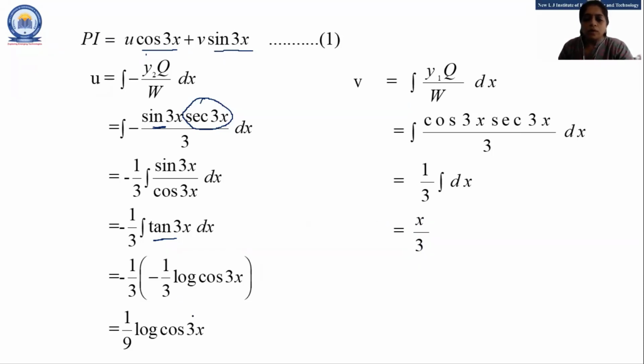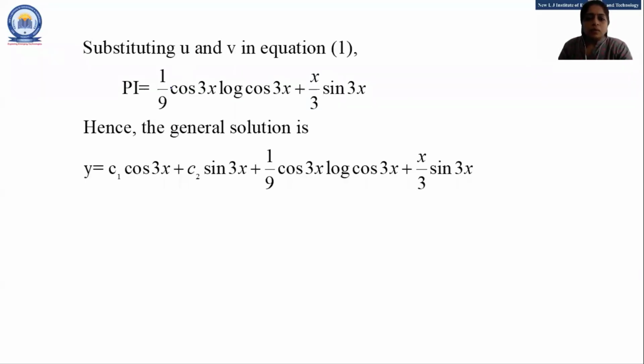Okay. Now I'm going to substitute the values of u and v in equation 1. So after substituting the values of u and v in equation 1, the particular integral is equal to 1/9 cos 3x into log cos 3x plus x by 3 sin 3x. And the general solution is CF, complementary function, plus particular integral. Students, this method is known as the variation of parameter method.